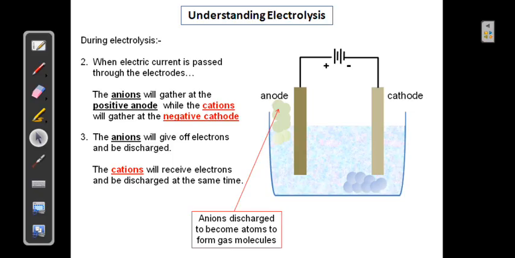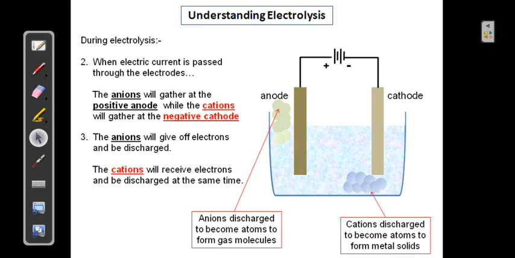So when electric current is passed through the electrodes, the anions will gather at the positive anode, while the cations will gather at the negative cathode. Then the anions will give off all the electrons and get themselves discharged, while at the cathode, the cations will receive electrons and be discharged at the same time. So that is what the whole thing is all about. So the cations are discharged to become atoms and form metal solids, right?